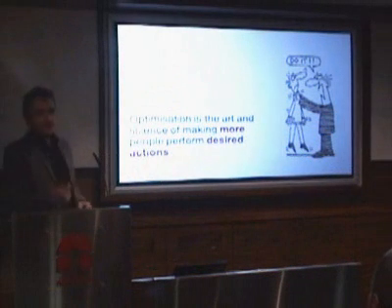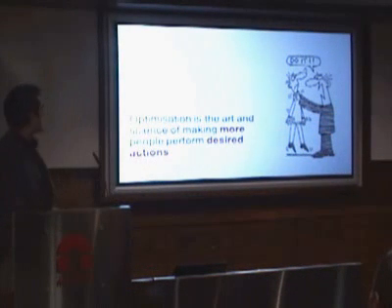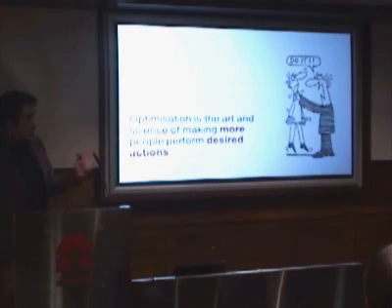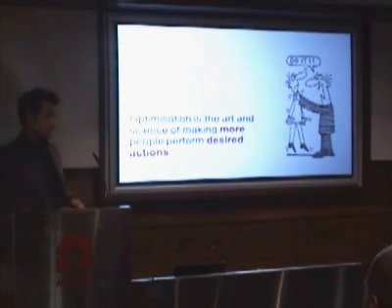So optimization is the art and the science of making more people perform desired actions. And I think you've just seen an example of exactly that in front of you. You're probably wondering what happened. I'll give you the second bit on the piece of paper now. You can ponder that. We might have time at the end to discuss it. Tom, what was the second bit on your, or the first bit actually on your piece of paper?